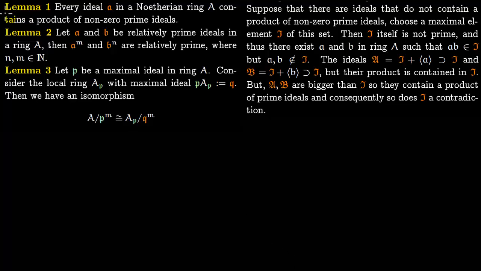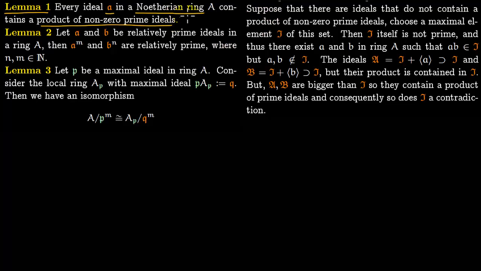So first we prove lemma 1. We are trying to prove all the lemmas which we used in the proof of the unique factorization of ideals in Dedekind domains. The first lemma is that every ideal A in a Noetherian ring contains a product of non-zero prime ideals. We will prove this by contradiction.